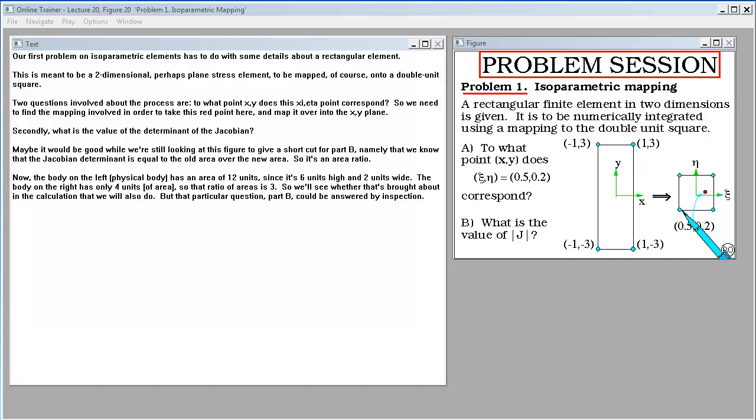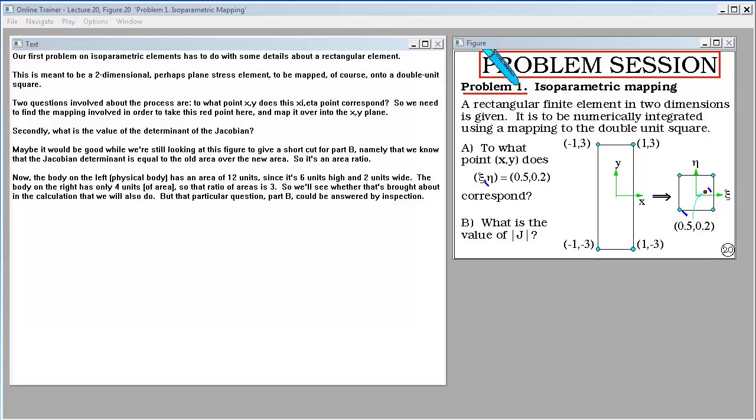Two questions involved about the process are, to what point x, y does this point xi, eta correspond? So we need to find the mapping involved in order to take this red point here and map it over into the xy plane. Secondly, what is the value of the determinant of the Jacobian?